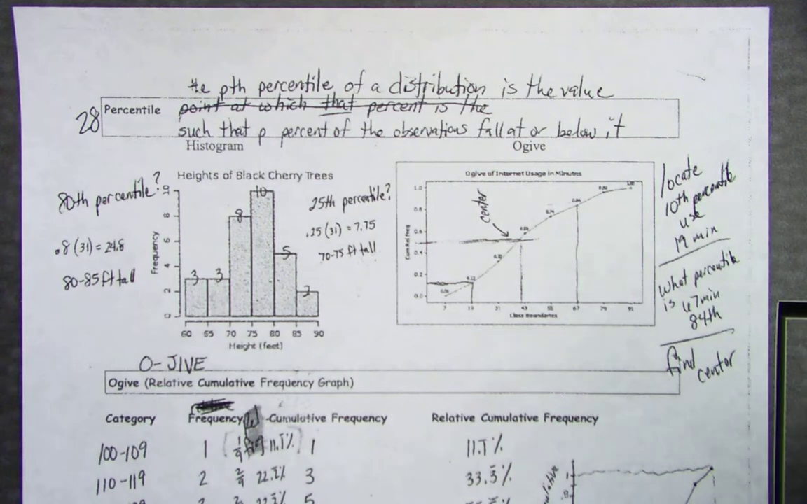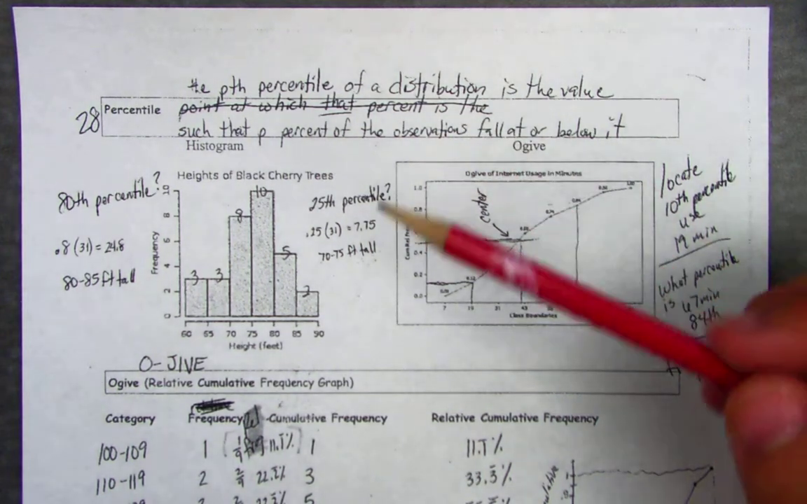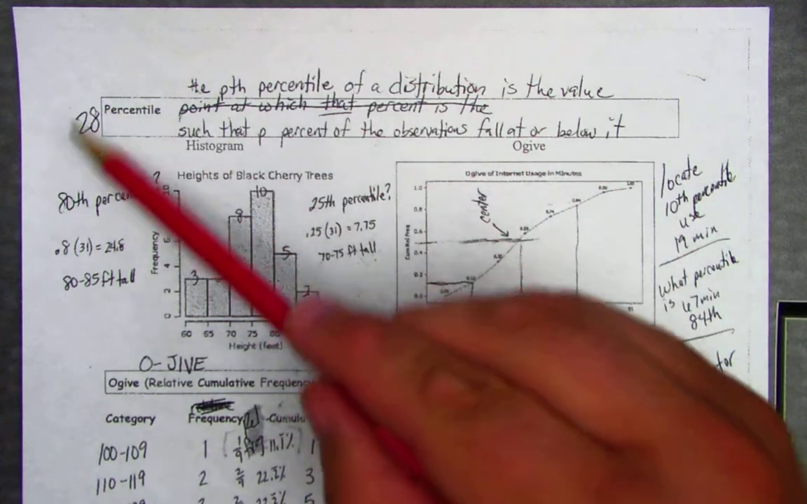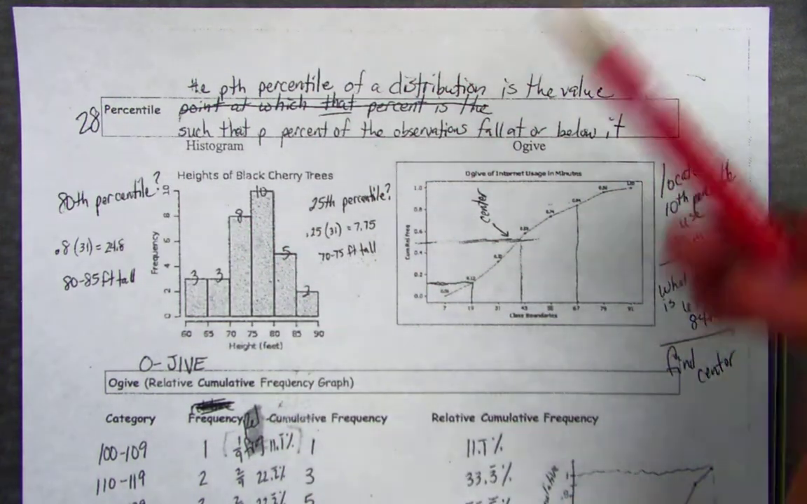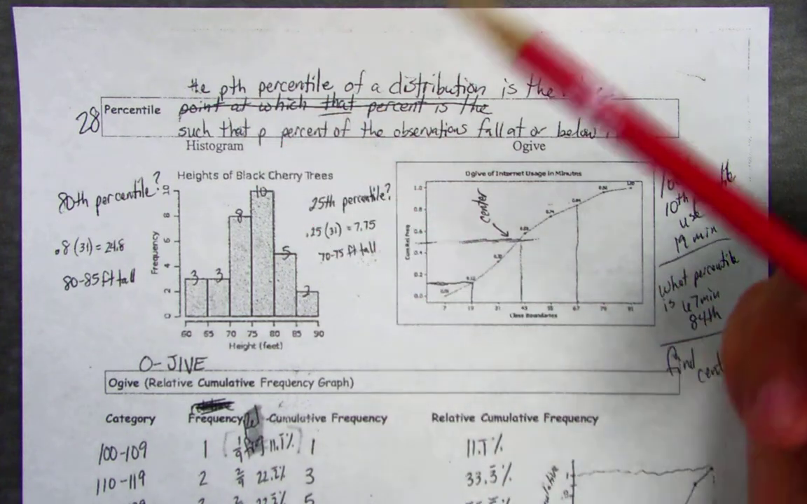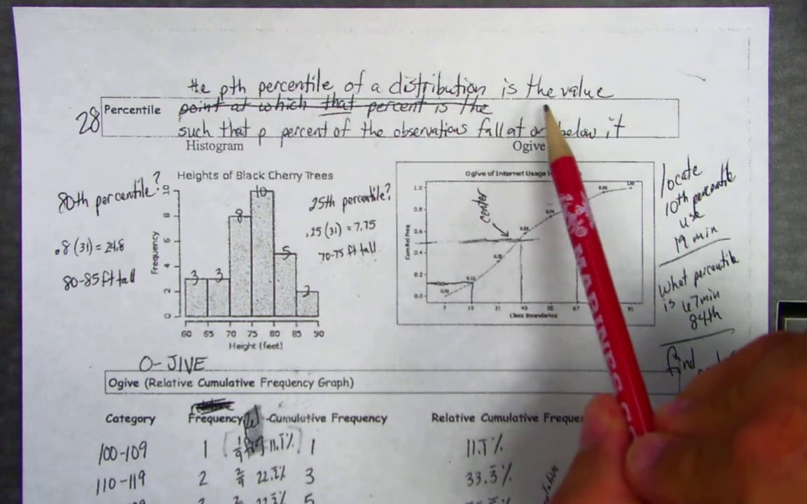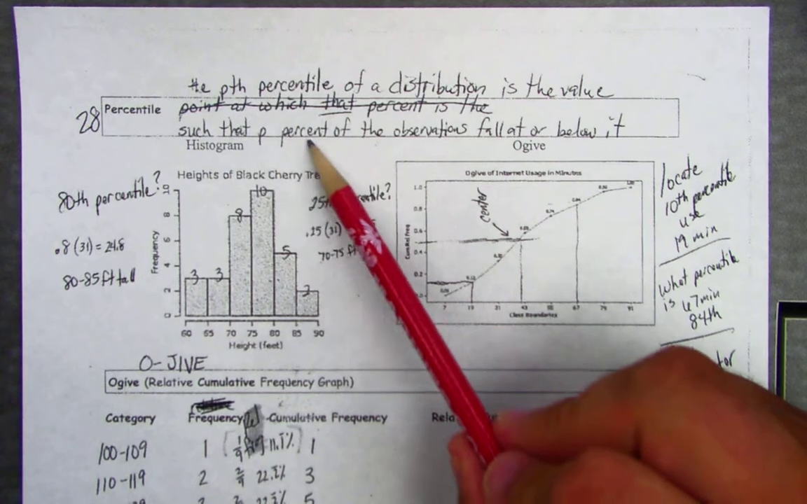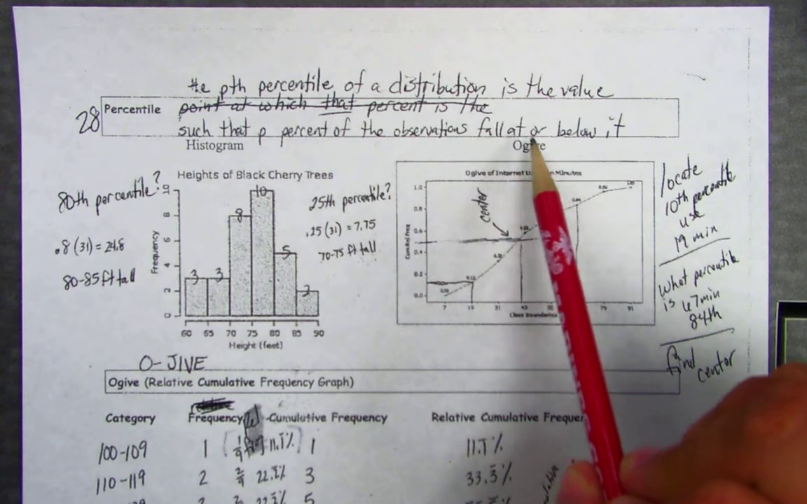Okay, taking a look at page 5 of our notes. Percentile. And you can find this on page 20 of your textbook. The pth percentile, p being a variable here, of a distribution is the value such that p% of the observations fall at or below.